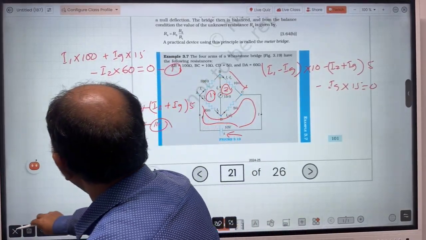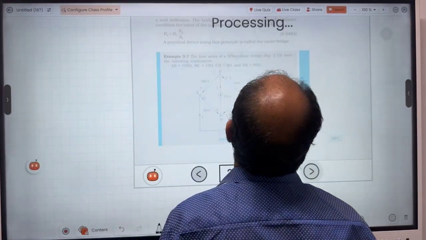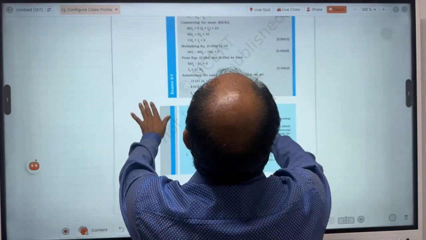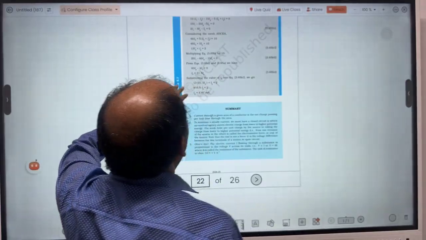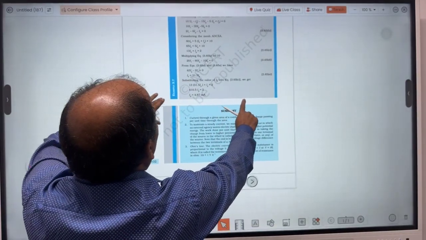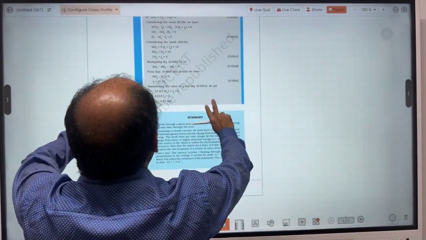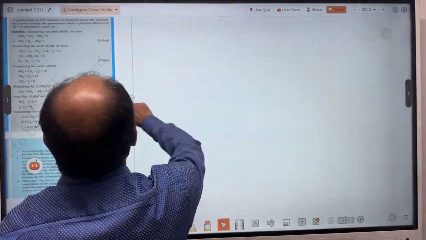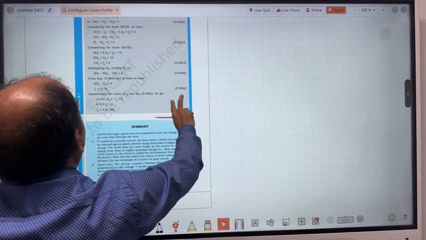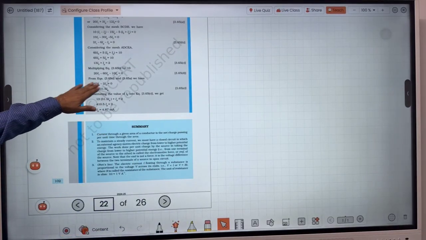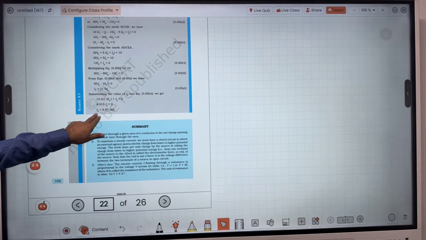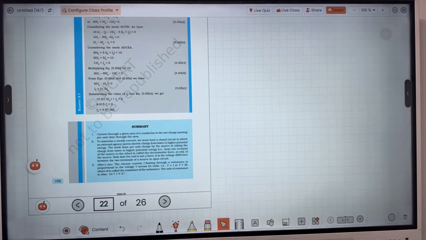The solution I am not doing; the solution is given and you know how to solve. After solving the equations, the answers are given, like here I1, I2. We can get values like I2 is 31.5 times Ig, and after that when we get Ig, the other values can be found. So this is how the lesson is over.